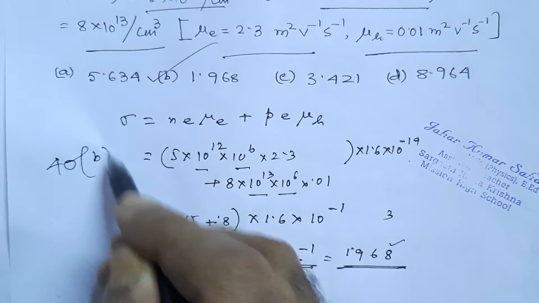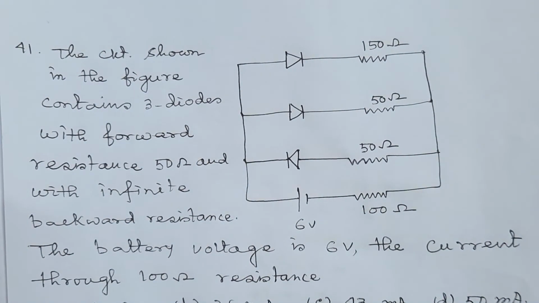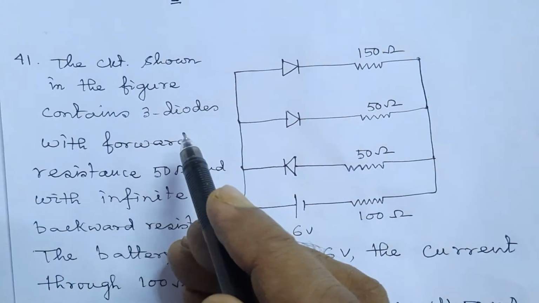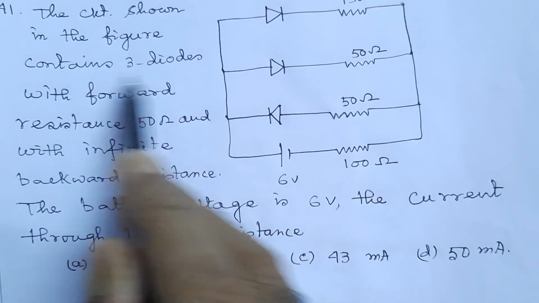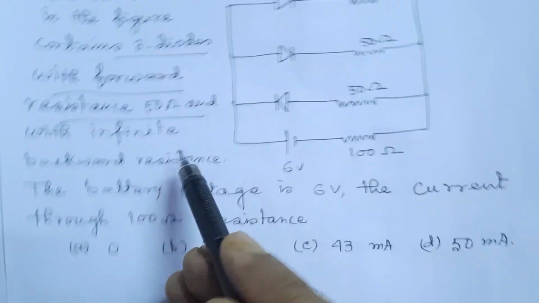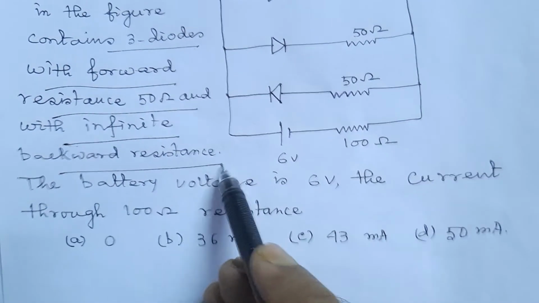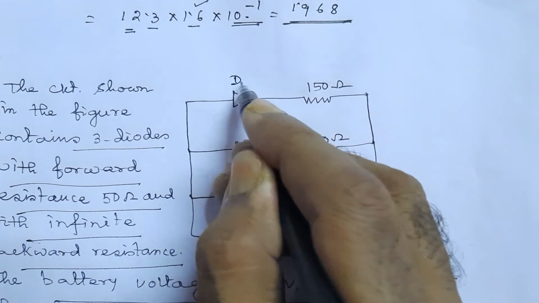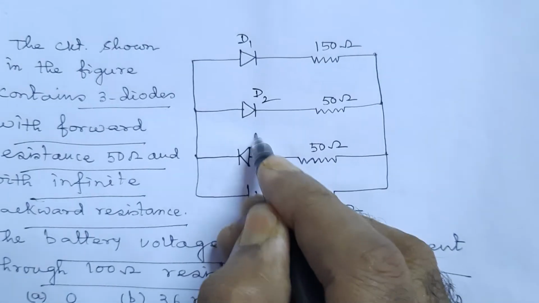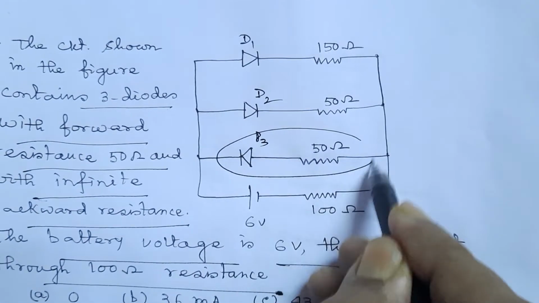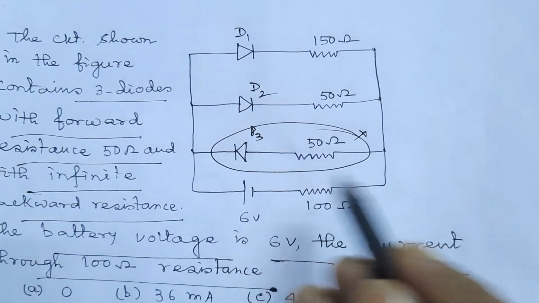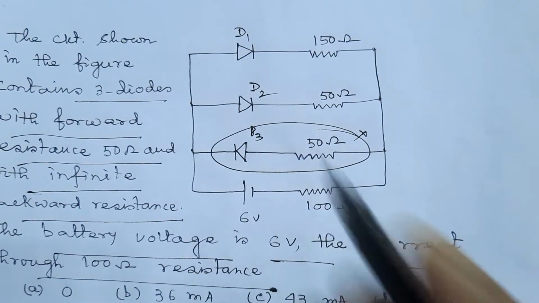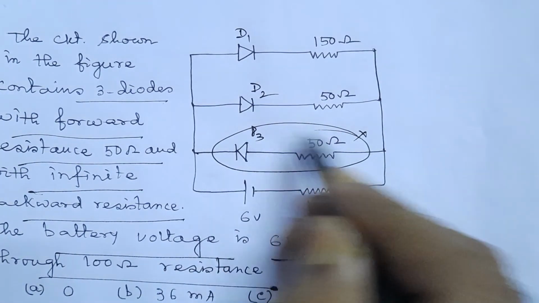Now we see question number 41. It is a diode related problem. We see that the circuit shown in the figure contains 3 diodes with forward resistance 50 ohm and infinite backward resistance. The battery voltage is 6 volt, and we need the current through the 100 ohm resistor. We see that the first 2 diodes D1 and D2 are in forward bias and D3 is in reverse bias. So we may neglect the existence of this arm from the equivalent circuit.